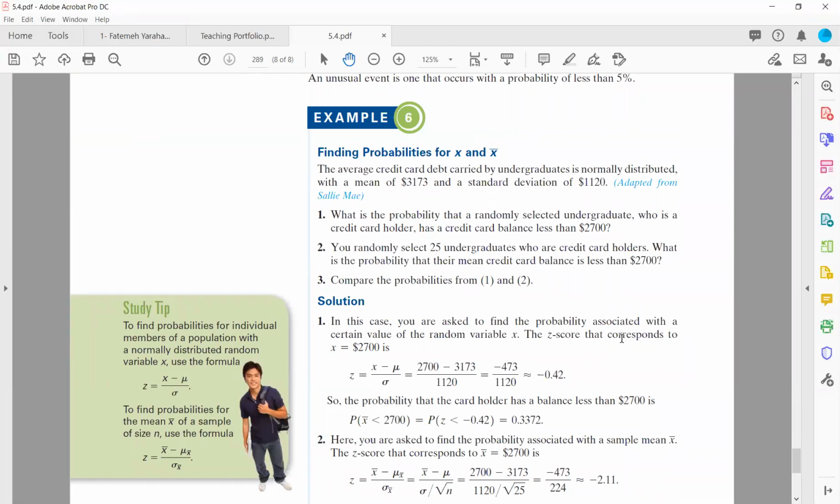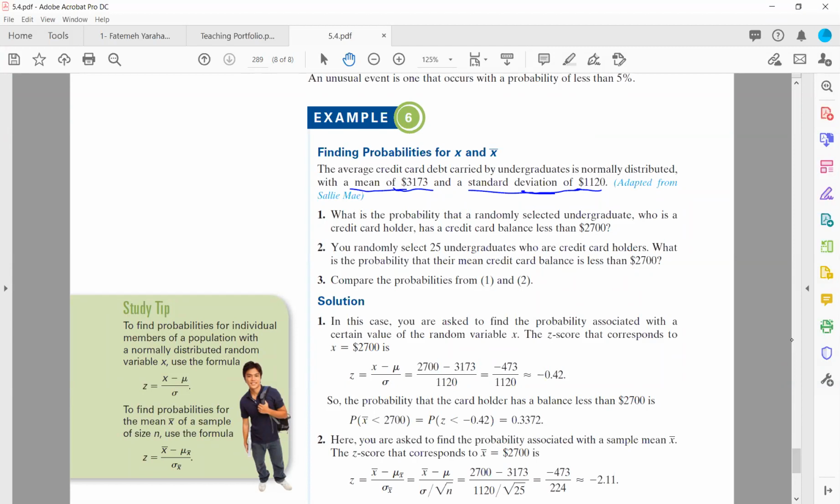Last example here, finding probabilities for X and X bar. This example says the average credit card debt carried by undergraduates is normally distributed, with a mean of $3,173 and a standard deviation of $1,120. So this information is given.